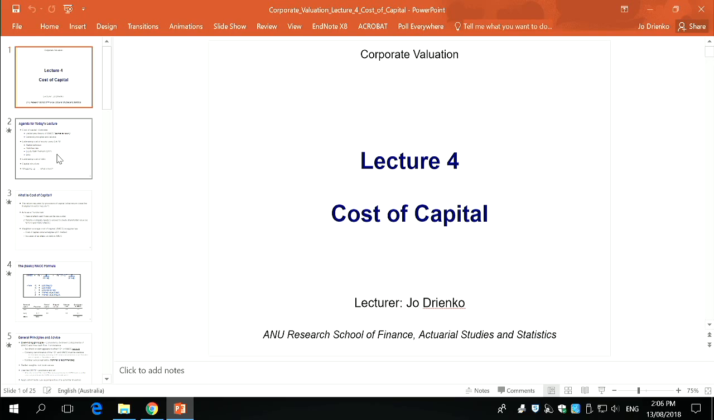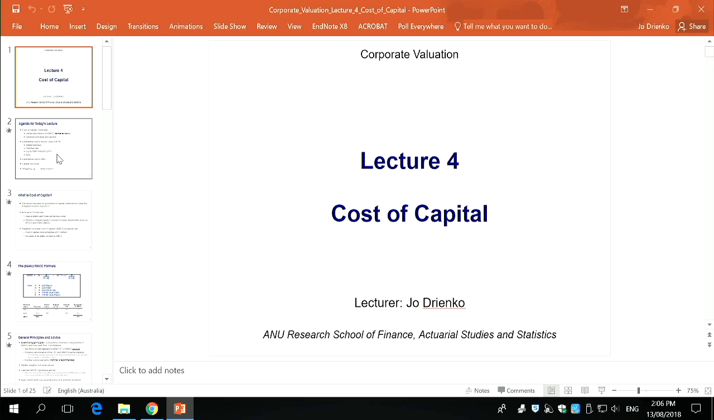So let's get started on cost of capital. So cost of capital, as the name implies, is the cost associated with the cash flows. So in other words, it's the rate that we need to estimate as analysts that we will use to discount the free cash flows to time zero to value the company.